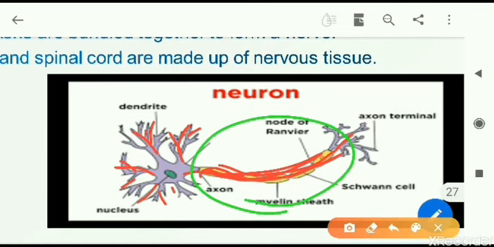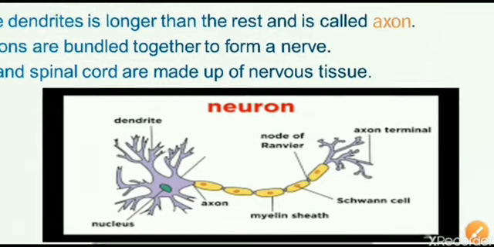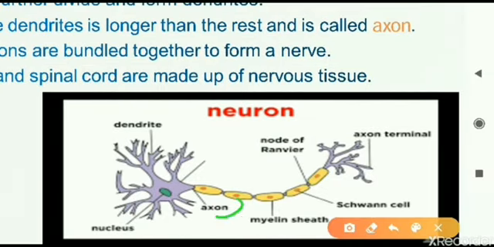Here this one also is a branch of this. This is also a kind of dendrite, but it has become very long. So this longest dendrite is converting into another part that is called axon. The third part of the nerve cell is called axon. Three parts are there. First is cyton or cell body. Second part is dendrite or dendrons, and the third part is axon.